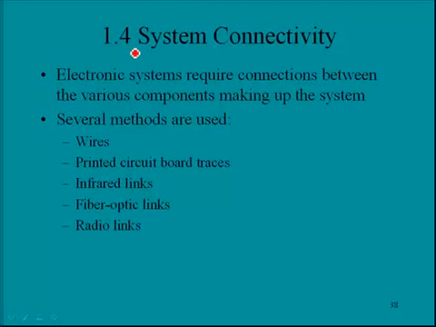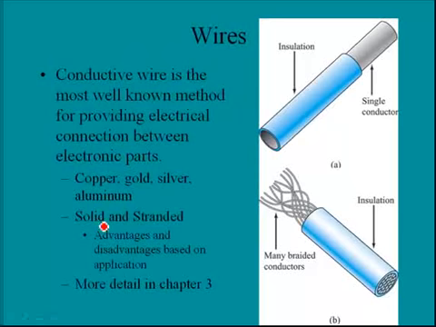We're in section 1.4, addressing system connectivity. Electronic systems require connections between the various components making up the system. Several methods are used. First is wires, and then printed circuit board traces, infrared links, fiber optic links, and radio links. The first one we'll look at is wires.